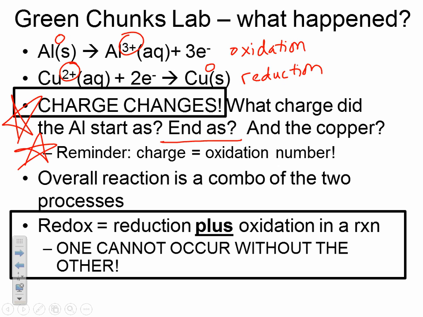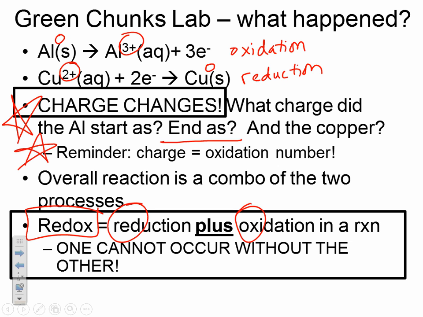The oxidation number changed, the charge changed. This is what is called a redox reaction. The overall process of both of these things happening at the same time is where we get this word redox. It comes from the first bit of reduction, and it comes from the first bit of oxidation. It's called a portmanteau. It's a combination word of two other words. So redox, it's reduction plus oxidation.